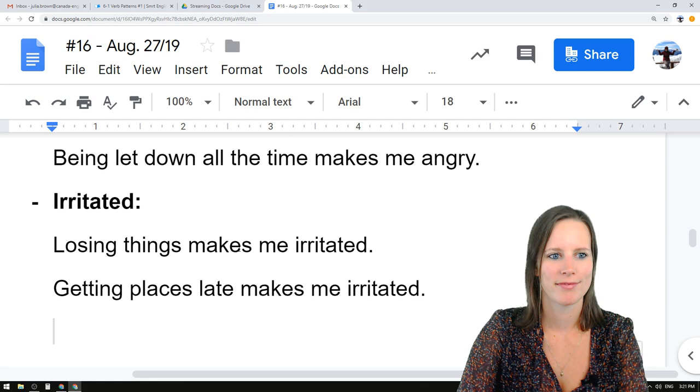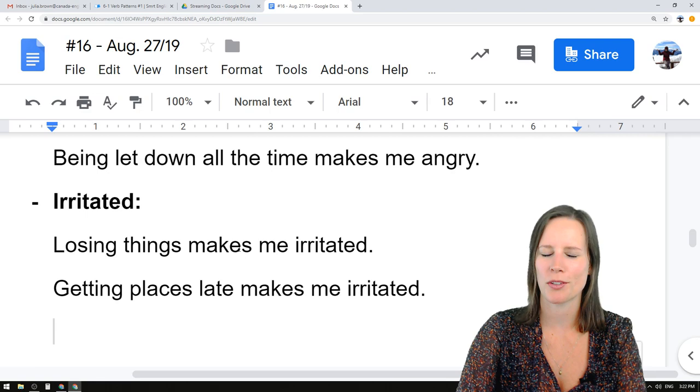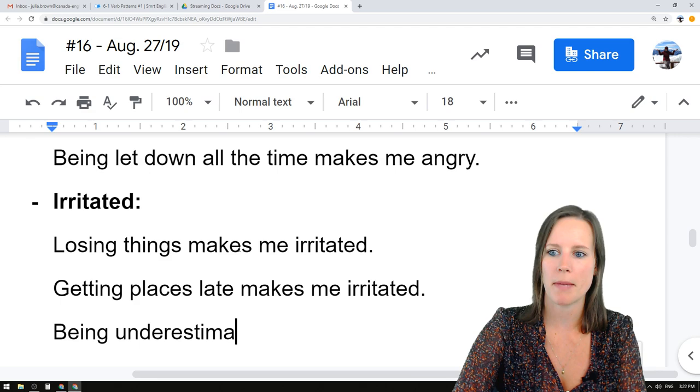Biting someone's finger makes me irritated. Do you mean other people biting their fingers? I'm not sure. Or do you mean biting someone else's fingers? Ah, Nani, good expression, good vocabulary here. Being underestimated makes me angry.